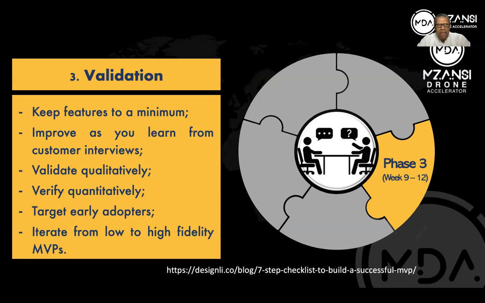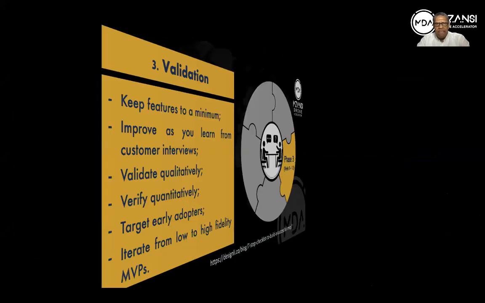And then we say, let's target the early adopters. And then from there, we iterate from low to high fidelity MVP. Whatever you've got now is what we call the low fidelity MVP. We're going to be building on it for the next 8 weeks, as new features are demanded or requested by customers.